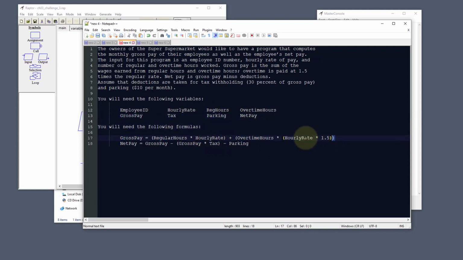And we're going to be using these formulas here. For our gross pay, that's going to be regular hours times hourly rate plus overtime hours times our hourly rate times 1.5 because we have to give our overtime hours. So we have whatever overtime hours are calculated at whatever our hourly rate is times 1.5, and our regular hours are just times hourly rate. And then net pay is our gross pay minus any tax. So we're going to calculate our tax right here. So gross pay times tax minus parking, and that'll be our formula there.